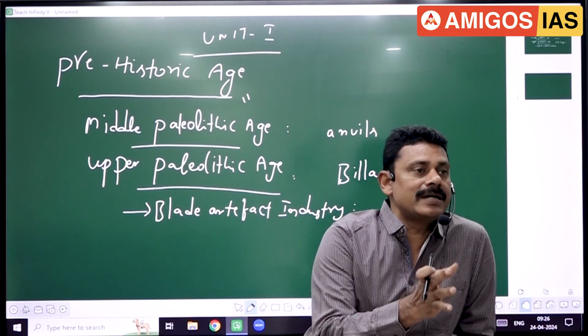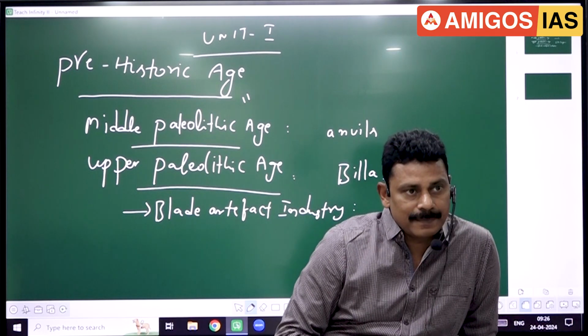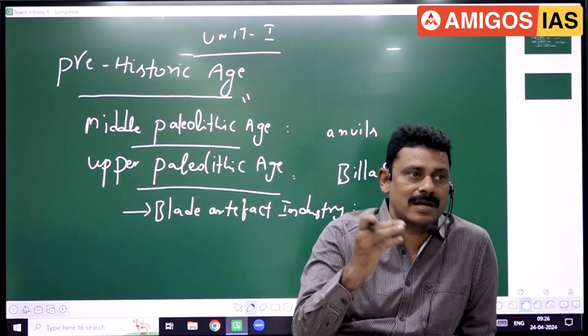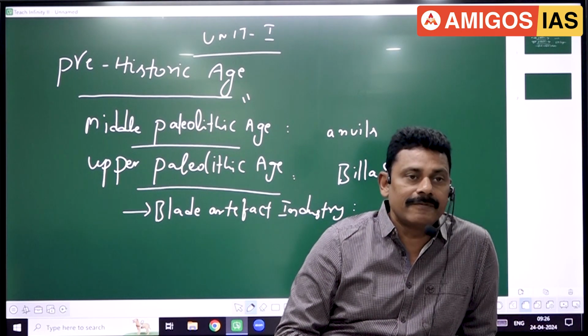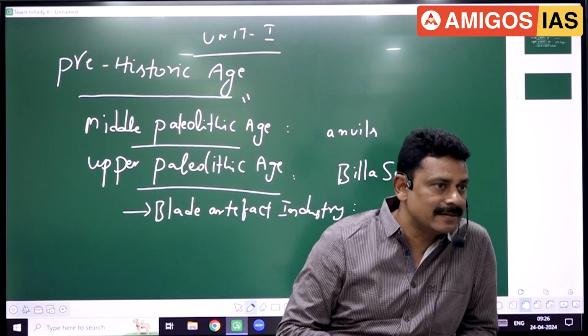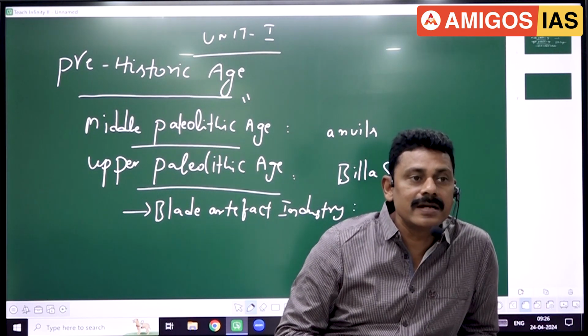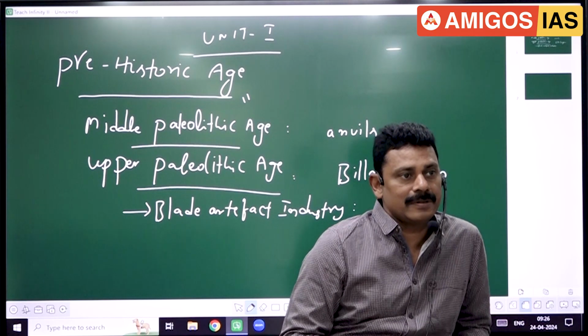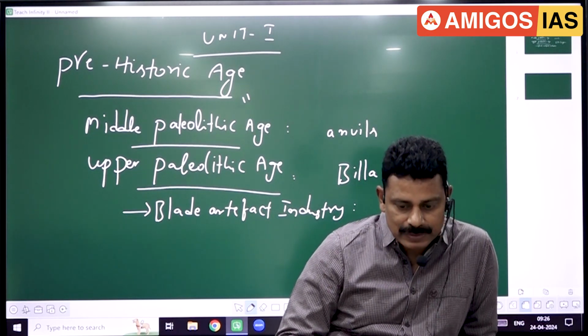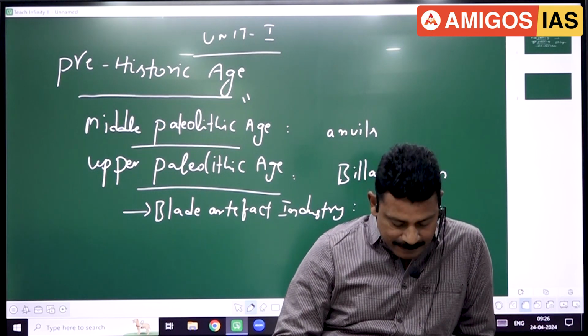Unlike the implements of the early Paleolithic period, here the implements have been polished and their size has been drastically reduced, and they were made in such a manner that they can be carried easily and they can carry out their hunting of the animals easily. So in that way, certain changes have been made to the implements. So what about the details of these implements? Note down.